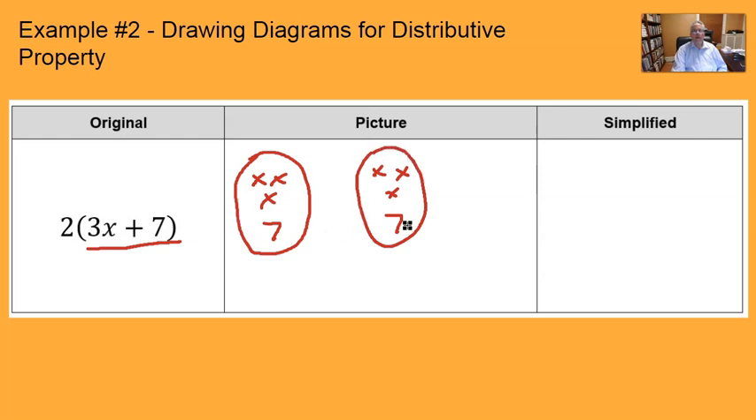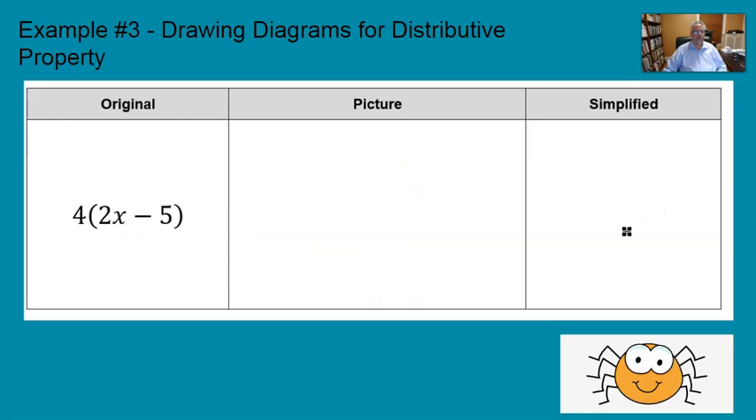And now we're going to combine all of this. We have 3 x's and 3 more make 6x. And 7 plus 7 is 14. So it turns out that 2 times the quantity 3x plus 7 simplifies to 6x plus 14. All right, let's try just one more of these.